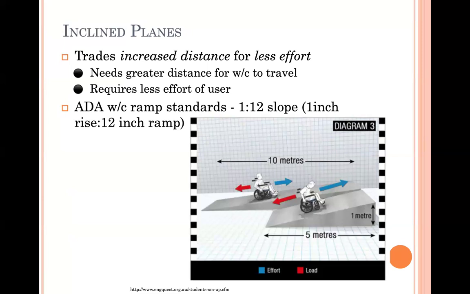So think of your ADA, so your Americans with Disability Act and the wheelchair ramp standards that they require in most homes or most buildings, commercial buildings. So you have a 1 foot to 12 foot slope, or sorry, 1 inch to 12 inch. So every inch of rise, you must have 12 inch of ramp. And that's super helpful to decrease the load and the effort that the patient has to give.